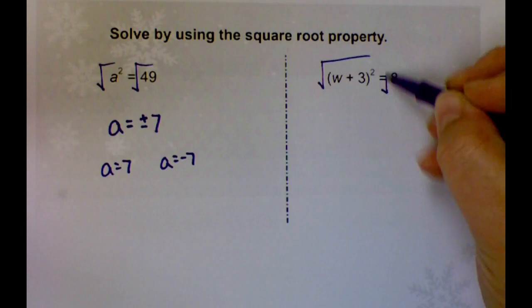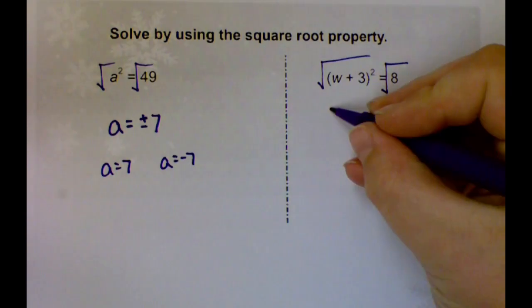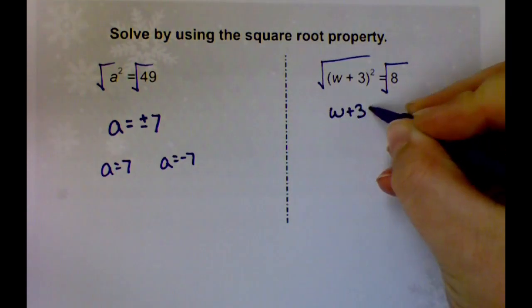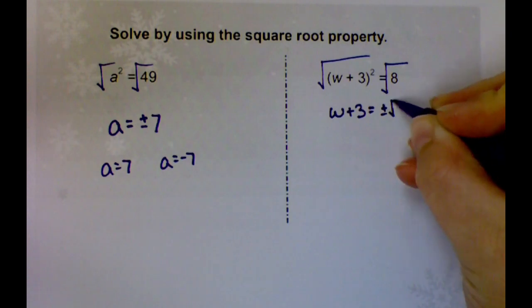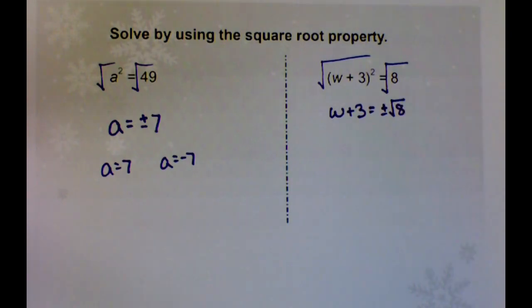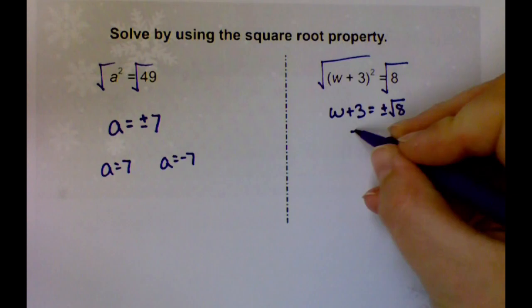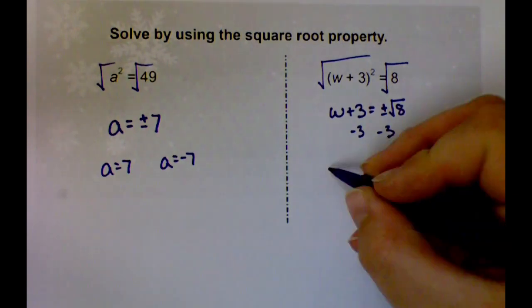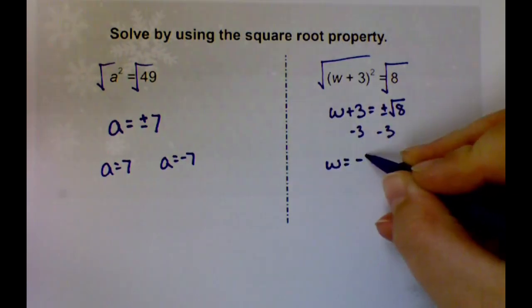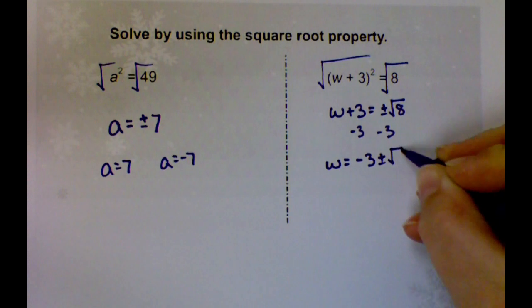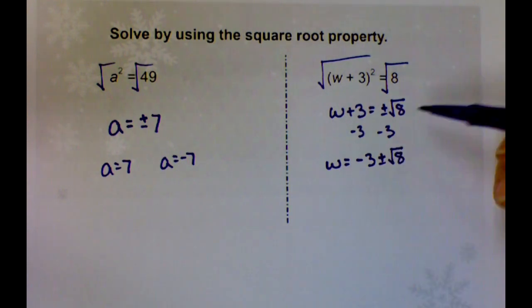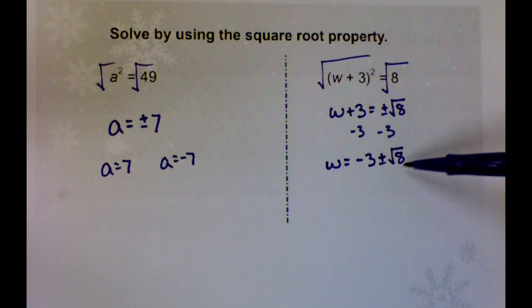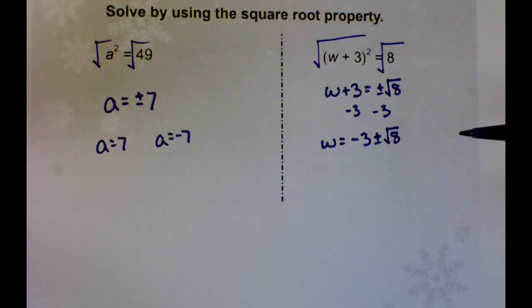For w plus 3 squared equals 8, we have to undo the square first. So I take the square root of both sides. That leaves me with just w plus 3 equals positive or negative square root of 8. We have to fully get the w by itself, so I need to subtract 3 on each side, which leaves me with w equals negative 3 plus or minus the square root of 8. Generally speaking, you'll see the plus or minus square root part at the end. But we're not quite done.